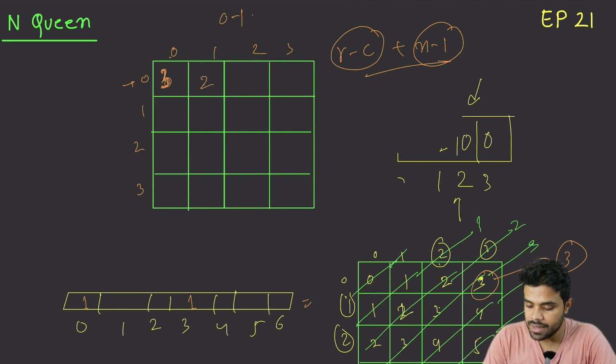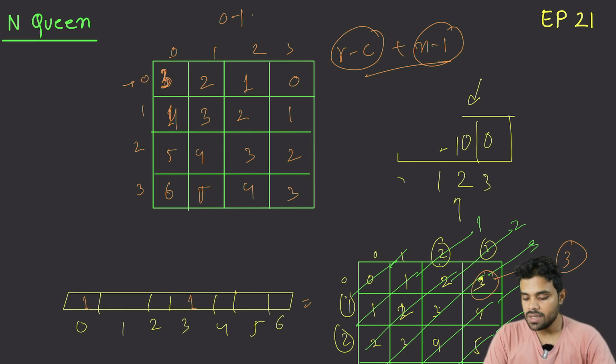Here it's going to be 1, here it's going to be 0. Similarly here the row minus column is going to be 1, plus n minus 1, plus 3, is equal to 4. So 4, 3, 2, 1. This is how it is going to be. Then 5, 4, 3, 2. Then 6, 5, 4, 3. So this is going to be the entire matrix. You can just verify it. Each one of these cells contains the value r minus c plus n minus 1.